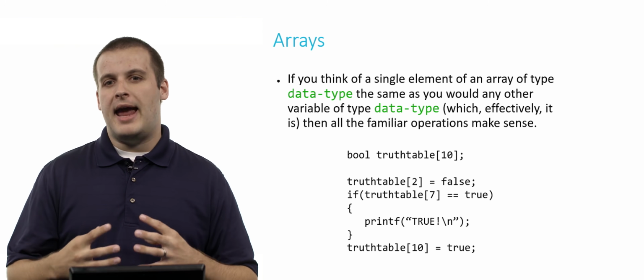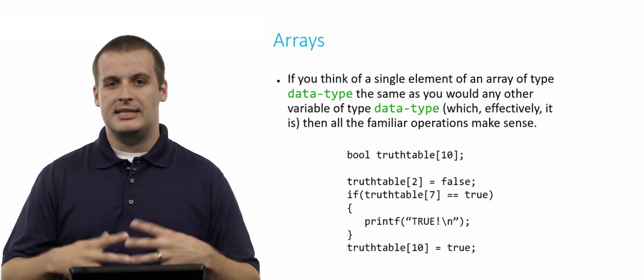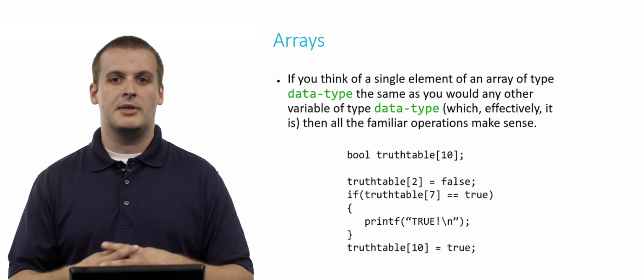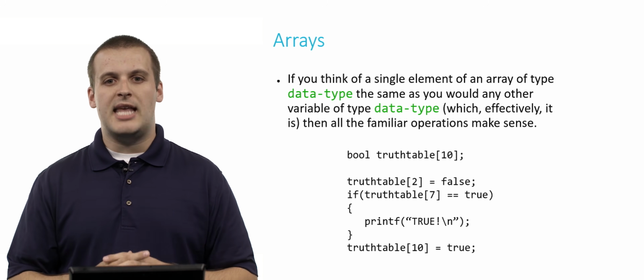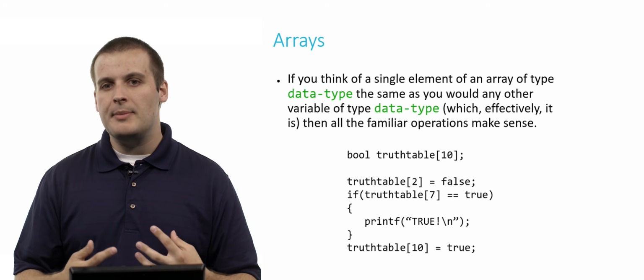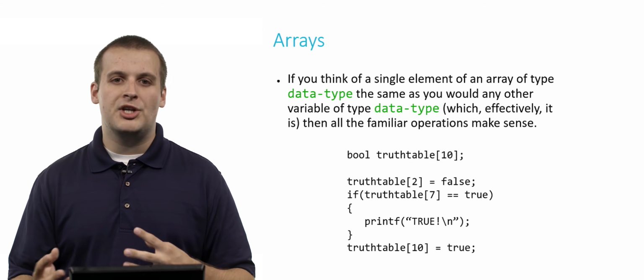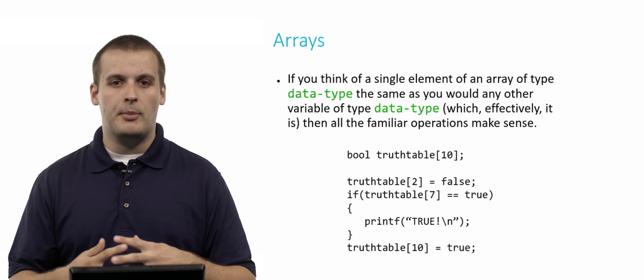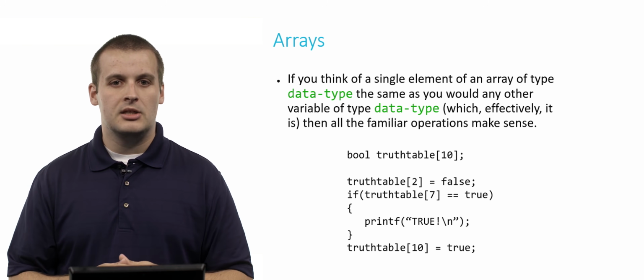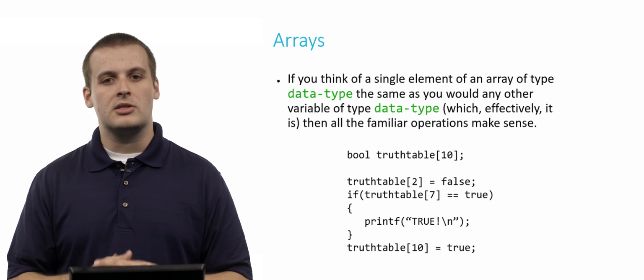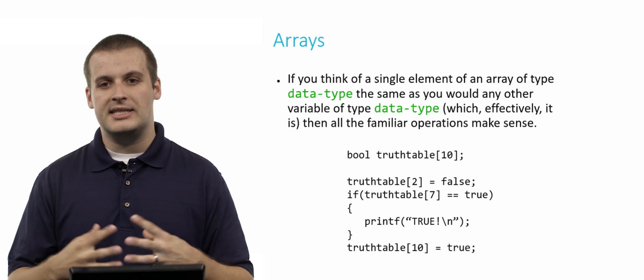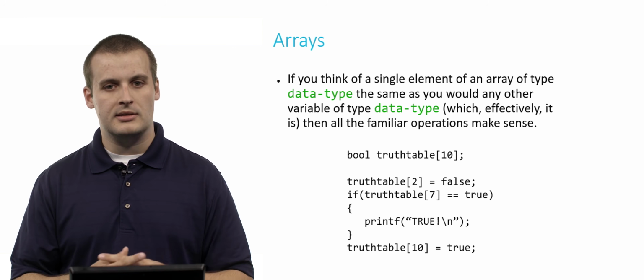If you think of every element of an array of type data type, so for example, if a single element of an array of type int, the same way you would think of any other variable of type int, all the familiar operations that we discussed previously in the operations video will make sense. So here we could declare an array of booleans called truth table, which consists of room for 10 booleans.